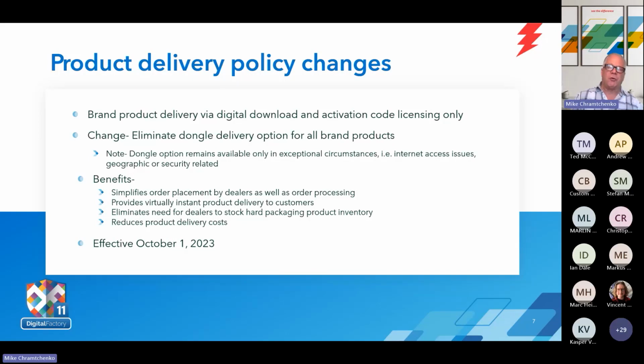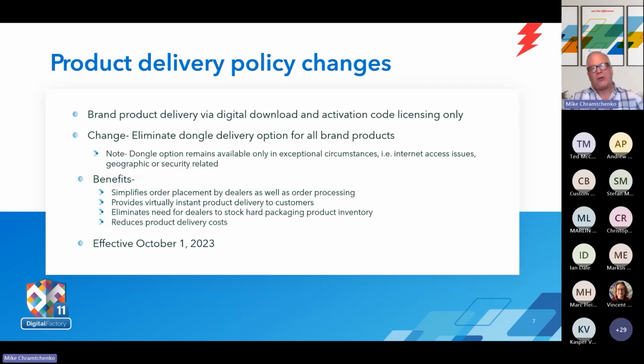Another one that we've been speaking to, and you should have all received email notification of, and you can ask your sales development manager if you have any additional questions on it, is product delivery policy changes. We have been trying to phase out our dongle delivery for some time now. We have in certain instances where dongle delivery was required, and so we maintained it. But as of October 1st as well, all new packages and dongle replacements will be provided as activation codes only.